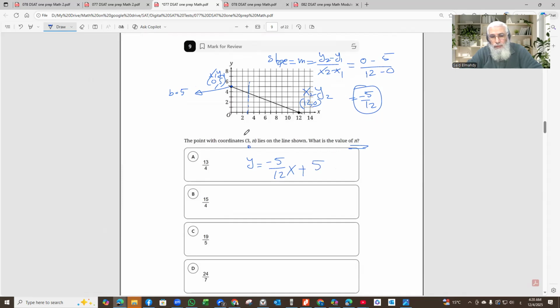Now x is 3. What is y? Y is equal to negative 5 over 12 multiplied by 3 plus 5. Dividing by 3, 3 over 3 equals 1, and 12 divided by 3 equals 4. So negative 5 over 4 plus 5 over 1. Use calculator, or we can multiply by 4. This is over 4. So 20 minus 5 is 15 over 4. The answer is 15 over 4.